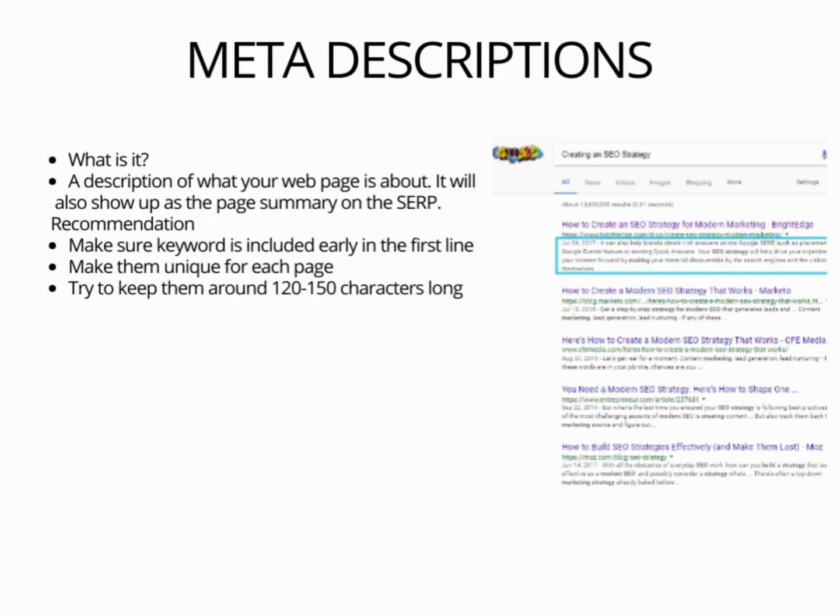So the next one is meta description. So what is meta description? You can say it is a description about what your website is about. It will also show up as a page summary. You can see in that picture that first the title is written, and below you can see a few descriptions written. That is basically the description of your web page, what it is about.